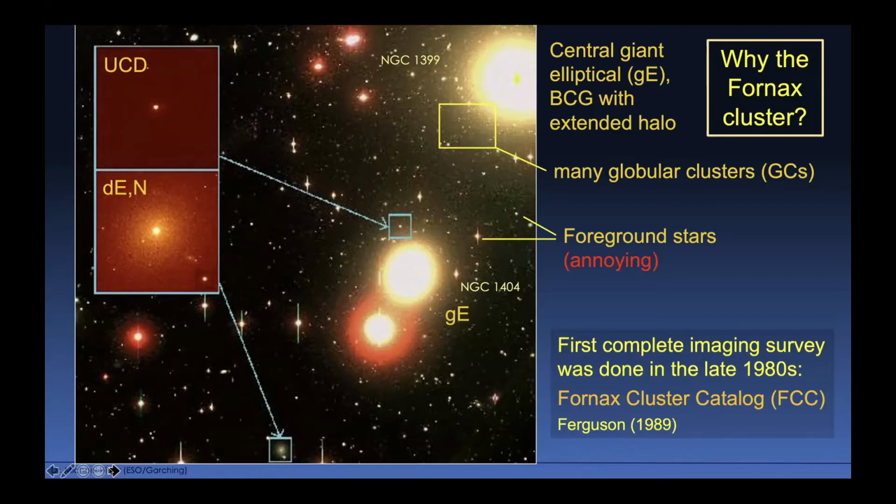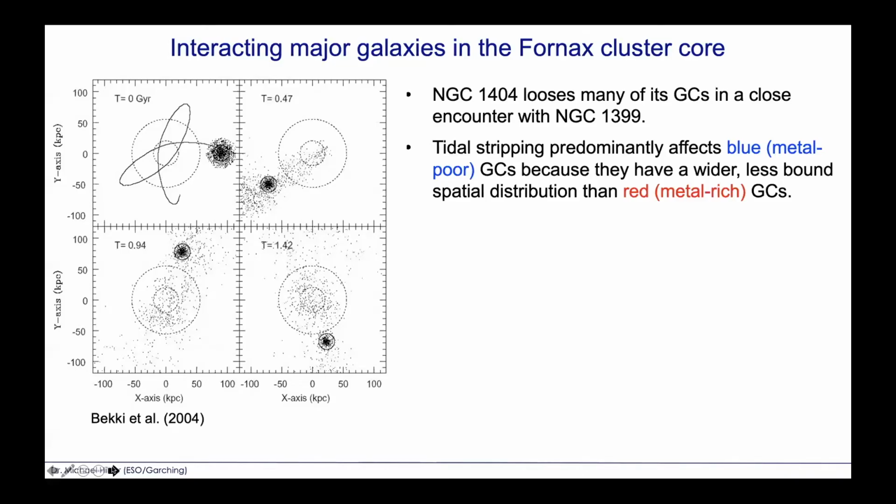The first imaging was done now more than 20 years ago. This is the Fornax Cluster Catalog, and we still name these galaxies according to this catalog. So what I'm interested in is to use these globular clusters as tracers of interactions and the assembly history.